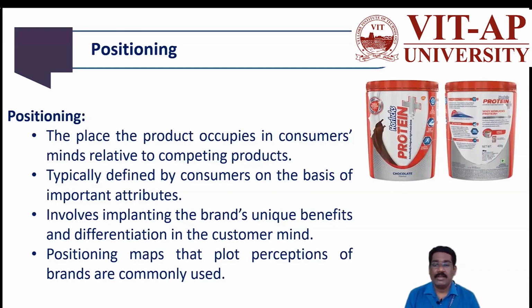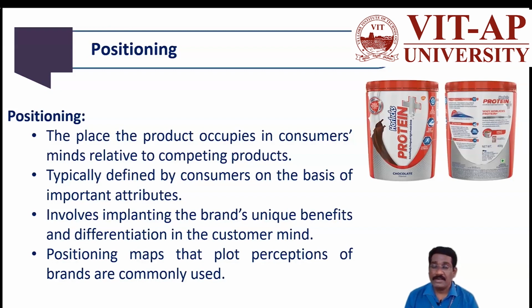And the last element of STP is positioning. So let's talk about what is positioning. Positioning is nothing but the marketer, with some kind of value proposition, trying to occupy a position in the minds of the consumer. It is the place the product occupies in consumers' minds relative to competing products, typically defined by consumers on the basis of important attributes, involving implanting the brand's unique benefit and differentiation in the customer's mind.